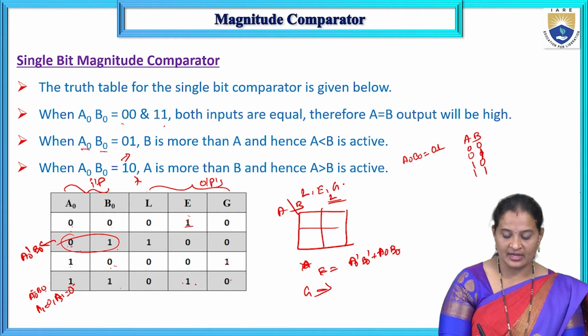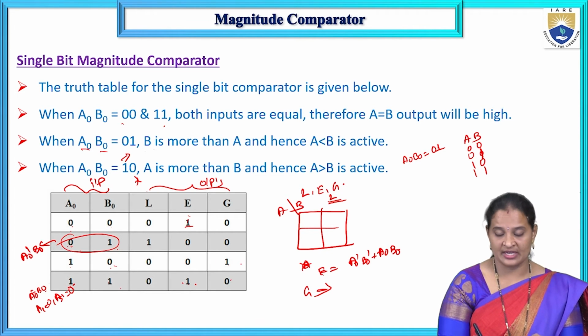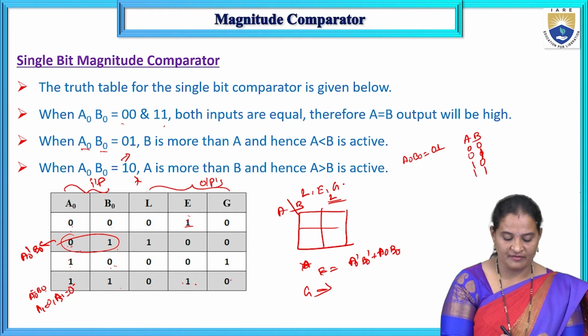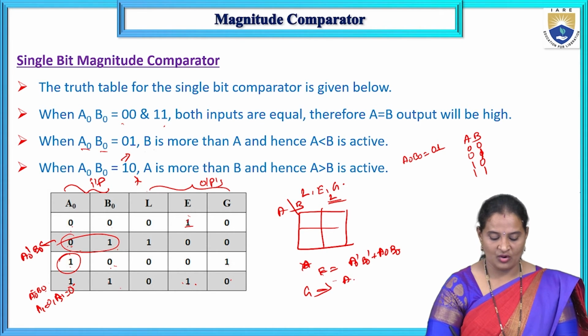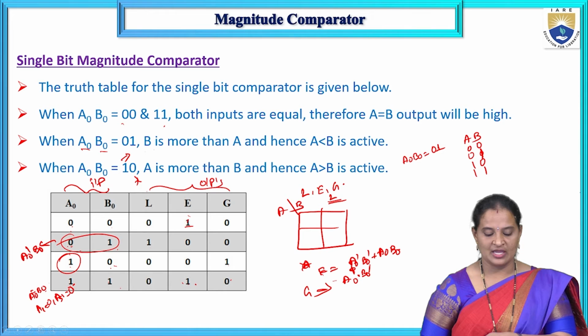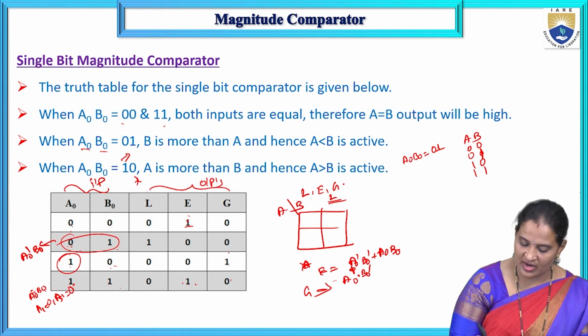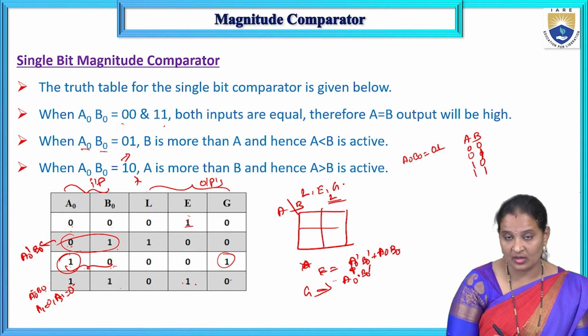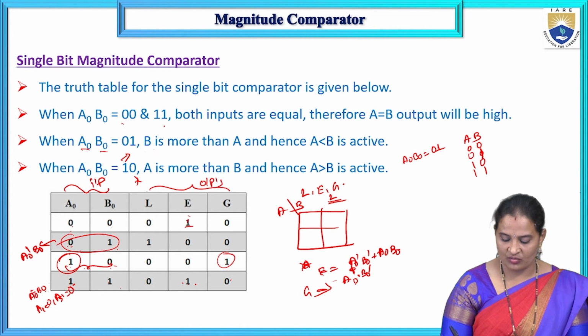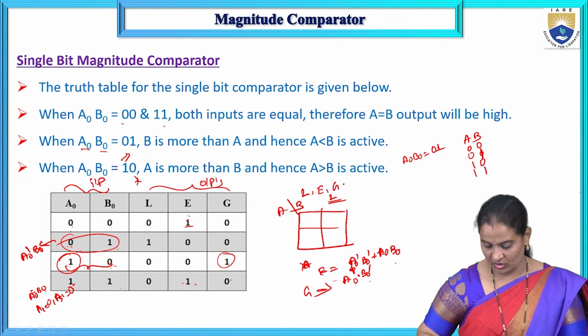Now coming to the greater output. Only the greater output is 1, that means A is greater than B, only when A naught is equal to 1 and B naught is 0. So G is equal to A naught B naught complement, because this is 1 for the combination of A naught 1, B naught 0.